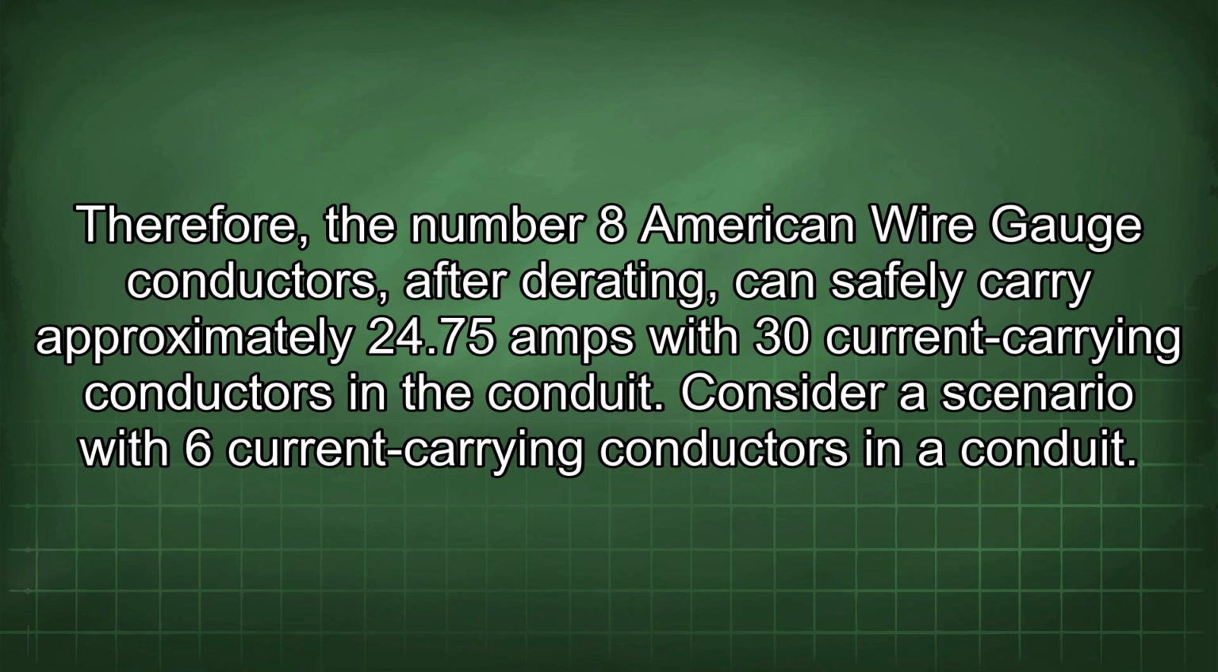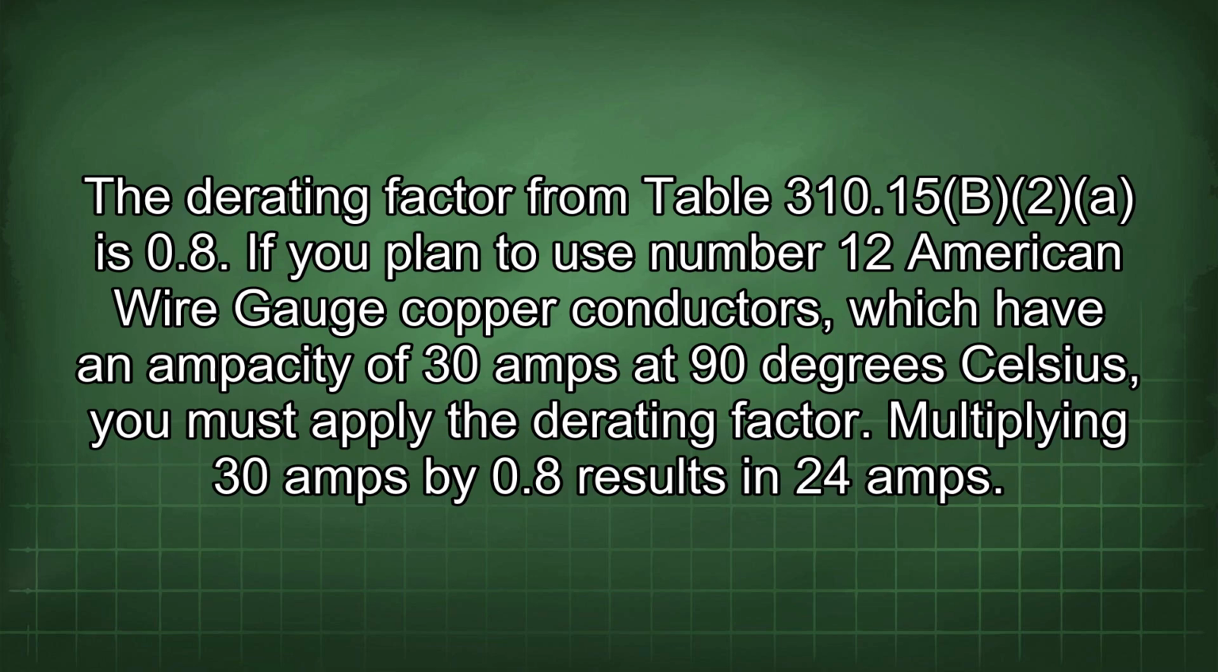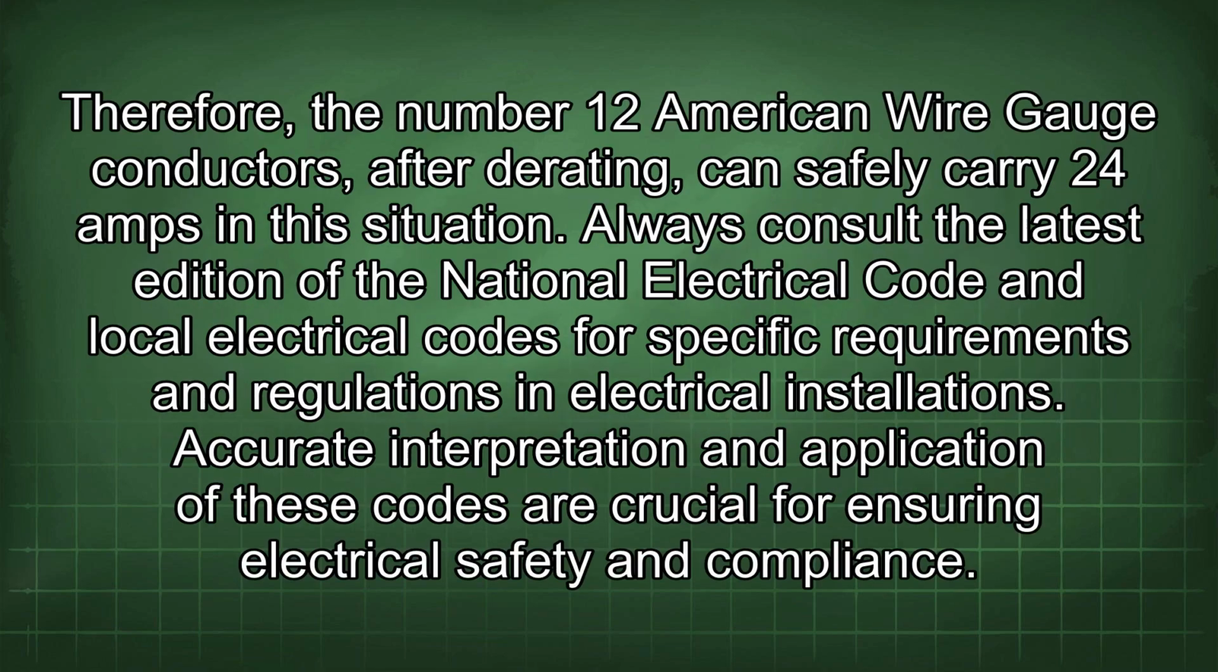Consider a scenario with 6 current carrying conductors in a conduit. The derating factor from table 310.15(B)(2) is 0.8. If you plan to use number 12 American wire gauge copper conductors, which have an ampacity of 30 amps at 90 degrees Celsius, you must apply the derating factor. Multiplying 30 amps by 0.8 results in 24 amps. Therefore, the number 12 American wire gauge conductors after derating can safely carry 24 amps in this situation.